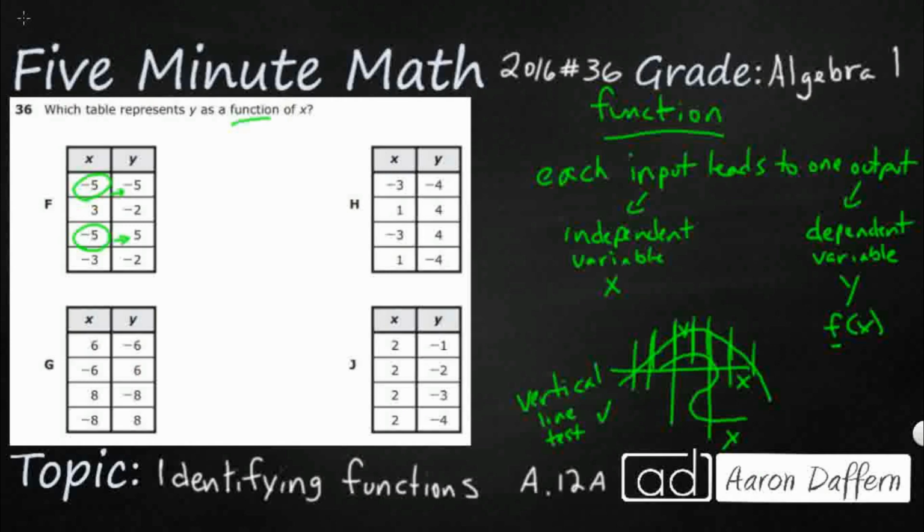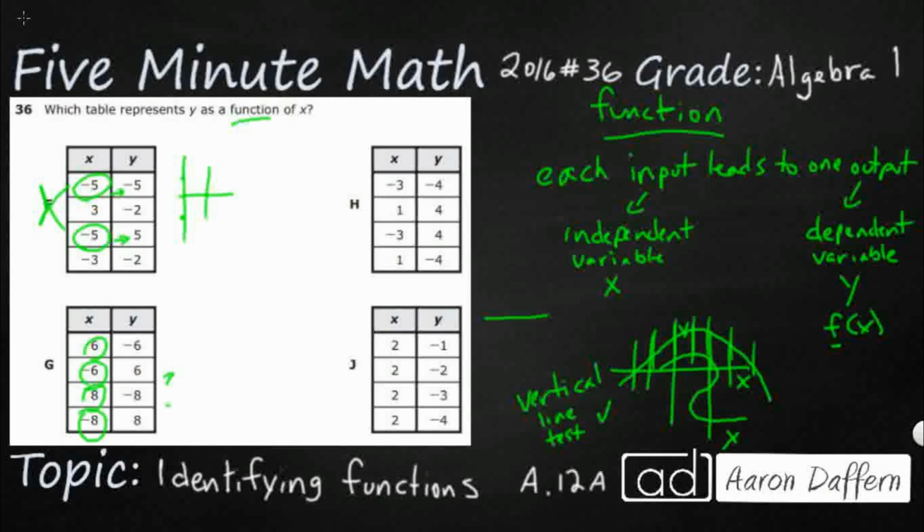So if I were to graph this, let's graph it right here. I've got my -5. So I've got a -5 that leads to -5 and a -5 that leads to +5. That does not pass the vertical line test because I have one input, -5, that leads to 2 different y's, 2 different outputs. Okay, and if I take a look at my g, I've got a 6 and -6, but those are 2 different ones. I've got an 8 and -8, so I don't have any repeats there. So that's looking pretty good. I can graph all of those. I'm not going to get anything that breaks the vertical line test.